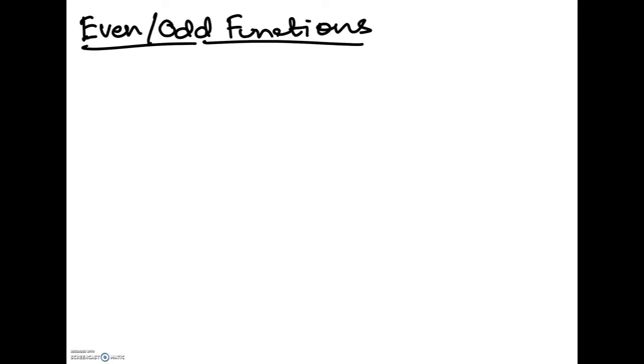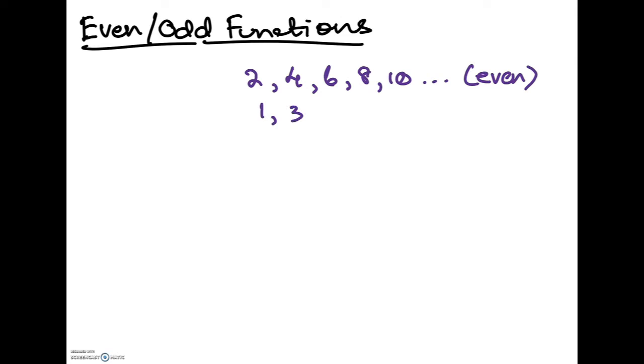Hey everyone, in today's video we're going to be going over even and odd functions. So what do you think of when you first say even or odd? Well, normally we're going to think of numbers. So even numbers go in the form of 2, 4, 6, 8, 10, and so on. These are even numbers. And odd numbers are like 1, 3, 5, 7, 9, and so on.